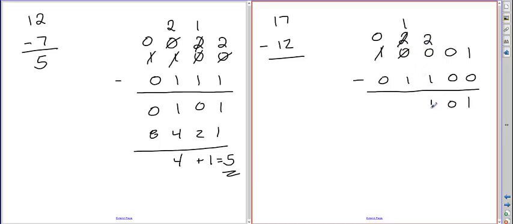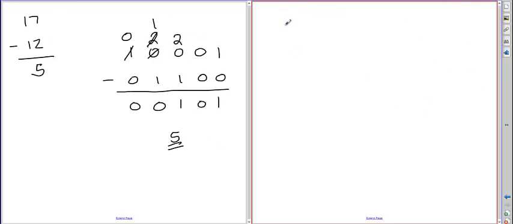2 minus 1 is 1. 1 minus 1 is 0. 0 minus 0 is 0. And what we end up with is the same number we ended up with over here, except with one additional 0. 0, 0, 1, 0, 1. So we know that's 5, which is the answer. Okay, and let's do one more. Let's do 24 minus 7, which is going to be 17.